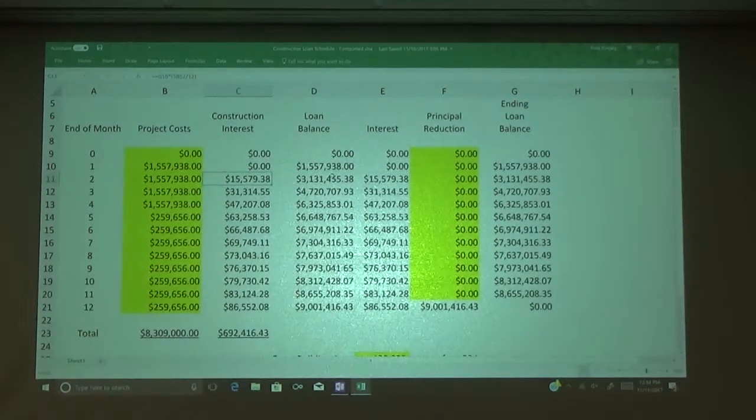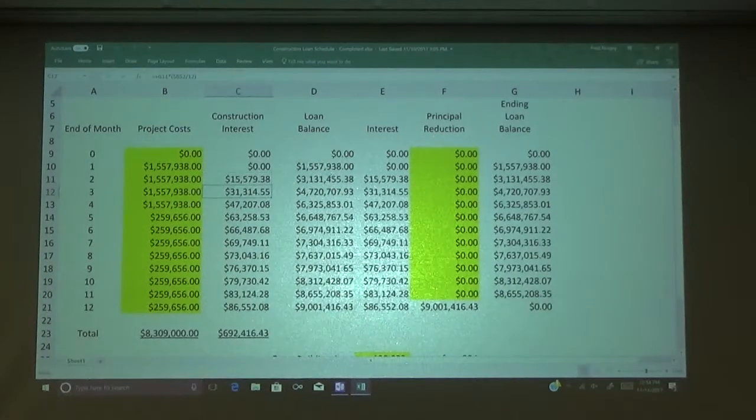So, in essence, 0.12 divided by 12 is basically what? 1%. So you can almost just move the decimal place over in this particular case, because you're really multiplying it by 1%. Because 12% divided by 12 months would be 1% per month. All right? So we move on down to the next one.